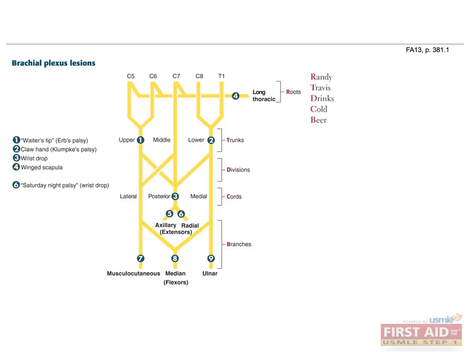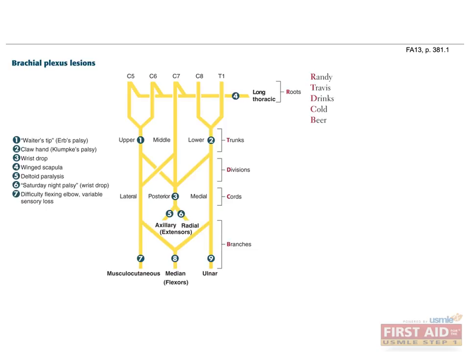The 4th injury is a very important one to remember. That's a long thoracic nerve injury, which causes a winged or prominent scapula. We'll discuss this in greater detail in a second. The 5th labeled nerve is the axillary nerve. The main muscle the axillary nerve innervates is the deltoid, so an axillary nerve injury leads to deltoid paralysis.